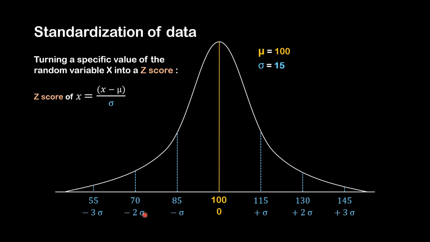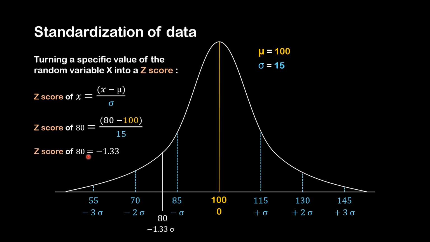So let's say we want to compute the z-score for a particular IQ score. Here on the x-axis we have IQ scores. Let's say we want to compute the z-score of this IQ score, which is 80. We subtract the mean from 80, which gives us a negative 20, which we divide by the standard deviation, 15. That gives us a z-score of minus 1.33.